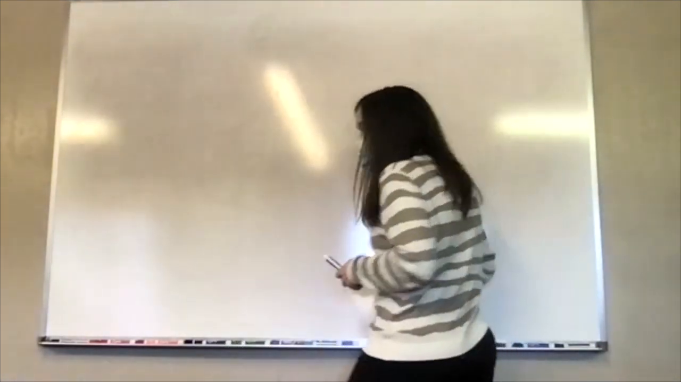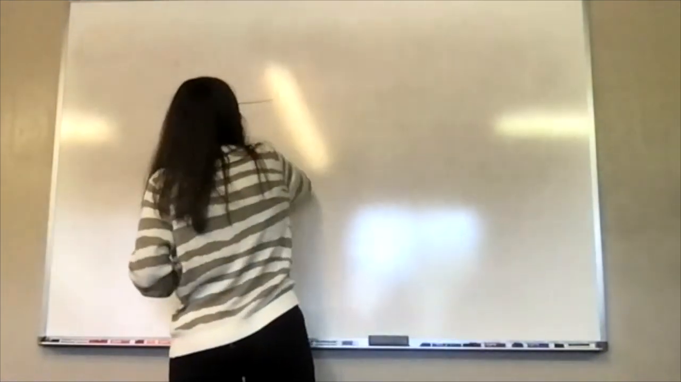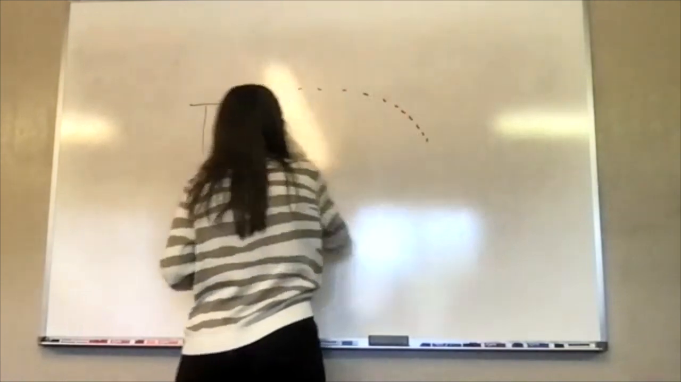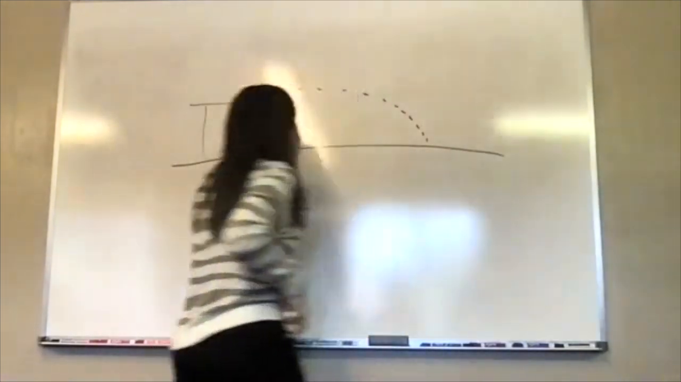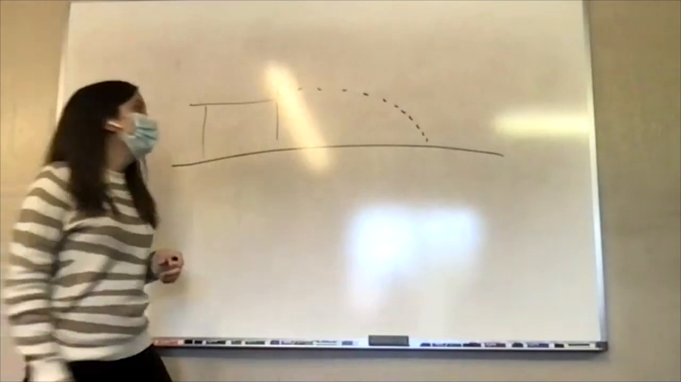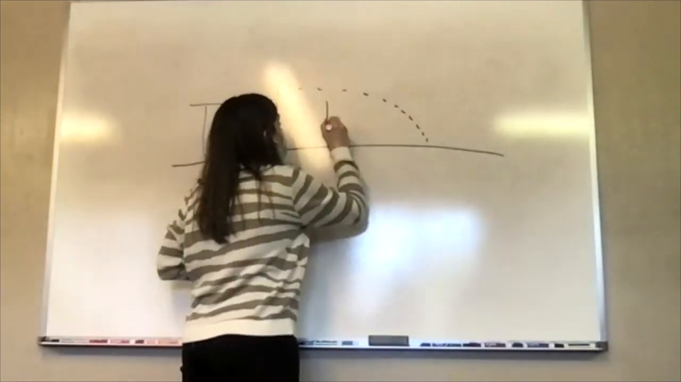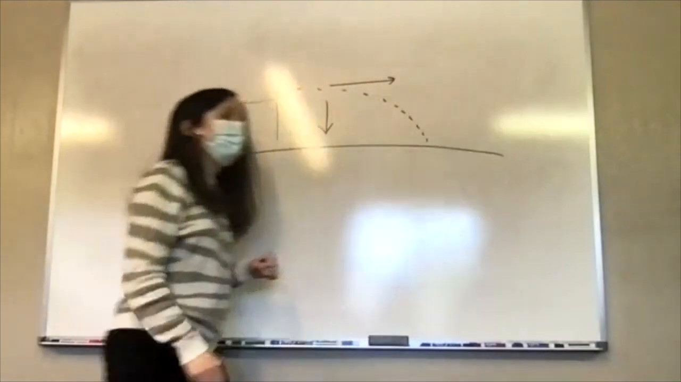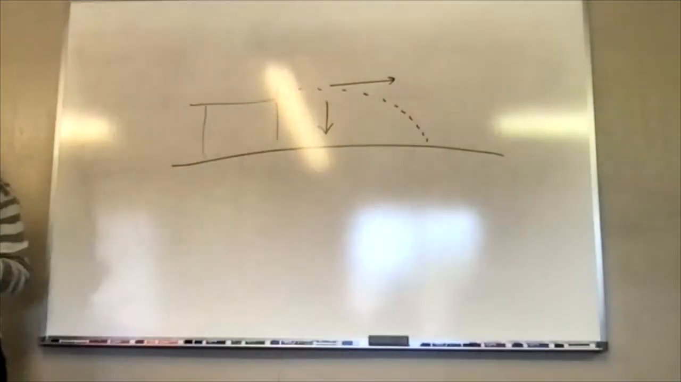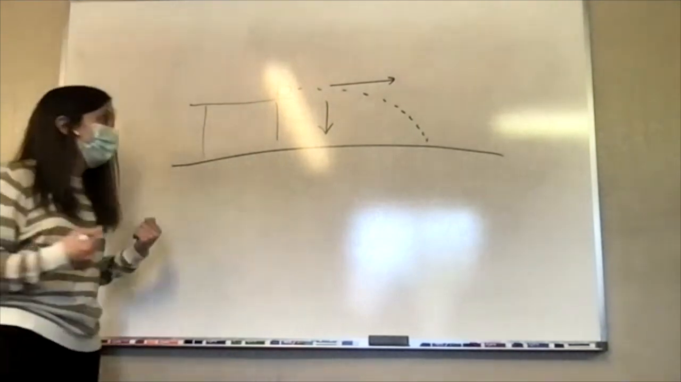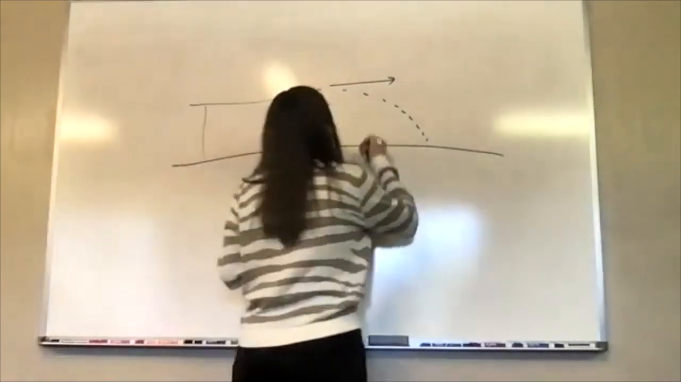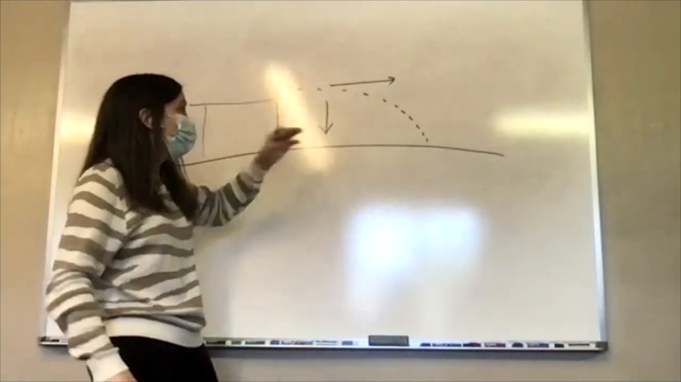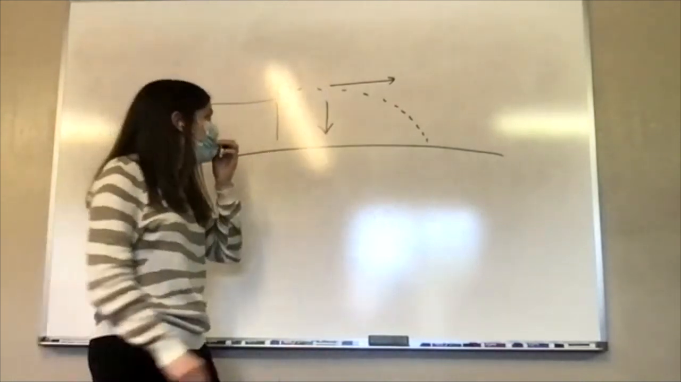So what does that mean? Well, anything in the air, let's say you look at a ball going off the table. There are two parts to that ball's motion. It has a downward movement and a forward movement. Gravity pulls it down, gravity exerts a force. So when there's a force exerted, things accelerate.